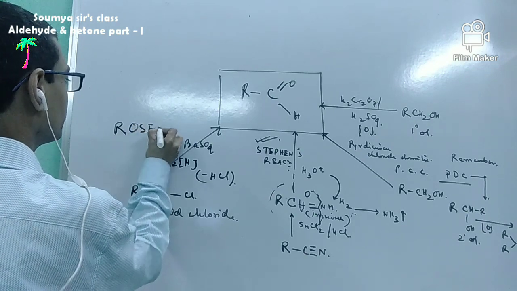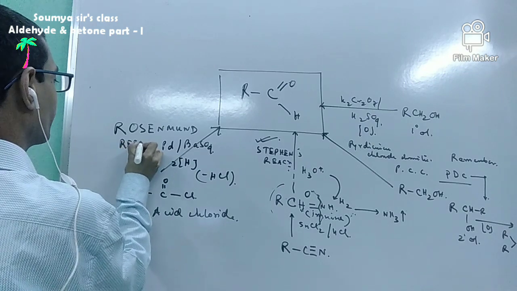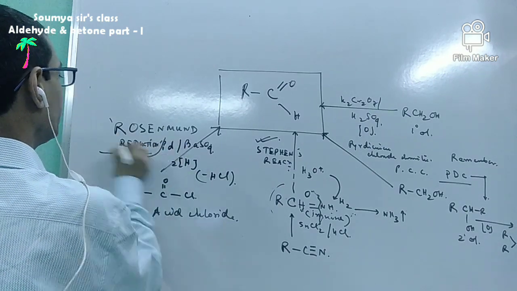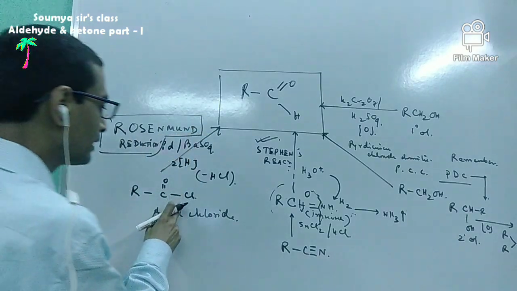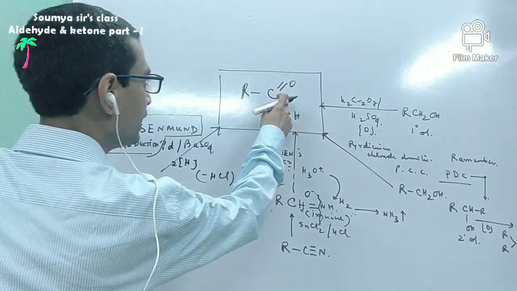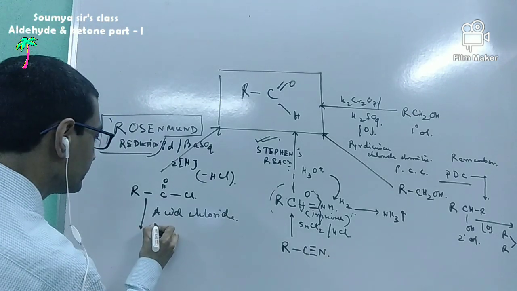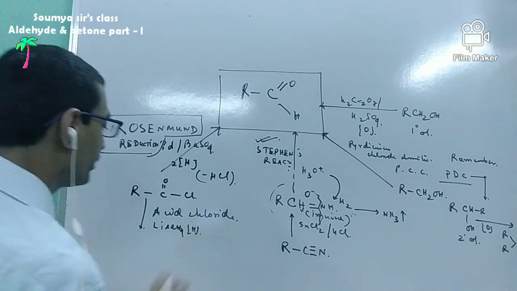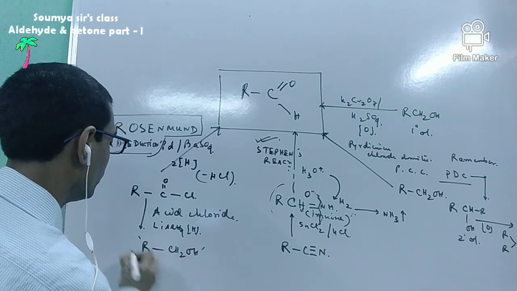So Rosenmund reduction is also very exclusive and very important. Remember the fact that any acid derivative will not directly give the aldehyde, because if we use some strong reducing agent like lithium aluminum hydride, it will lead to primary alcohol. So never ever try to use a strong reducing agent like lithium aluminum hydride.